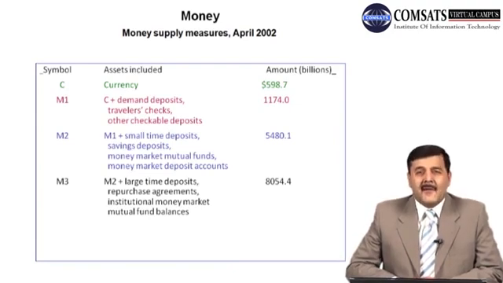So now there is another definition of money supply, जो तीसरी definition है M3, उसमें क्या क्या शामिल होता है?